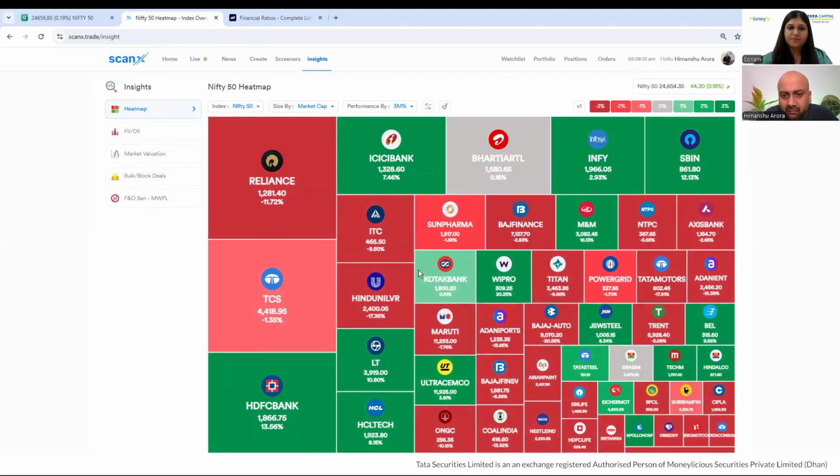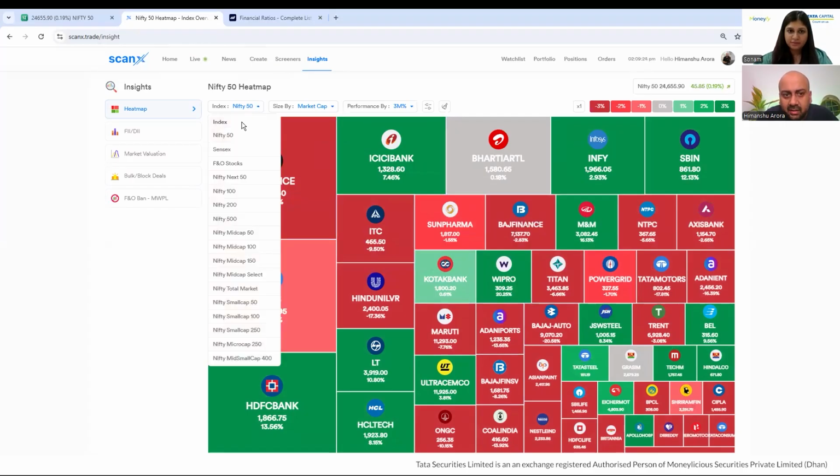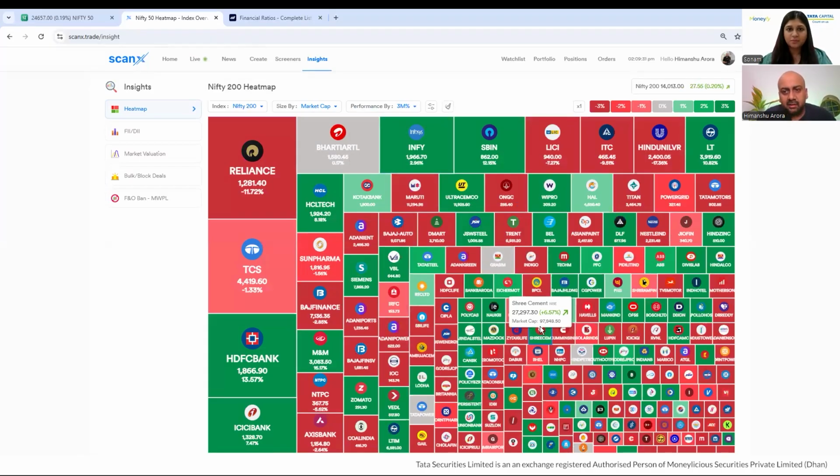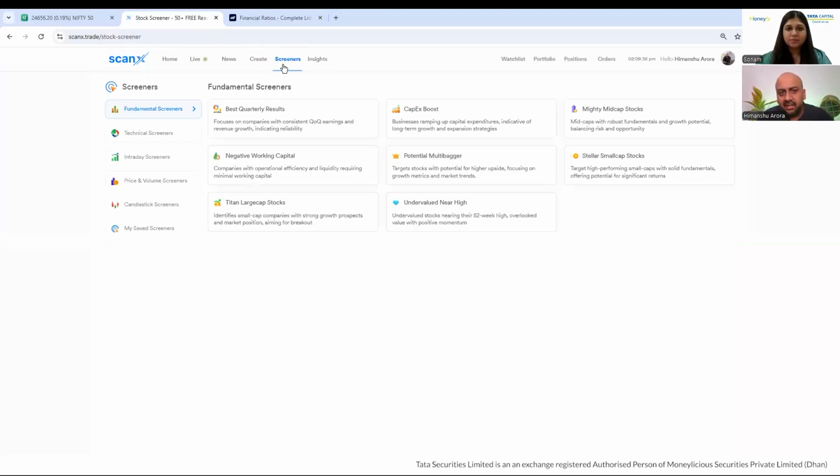Nifty 50 looks more of a reddish kind of thing. But if you check it for, let us say, Nifty 200, then it may present a different picture. So yeah, this can be done through insights, but at the screener end, we have stocks.